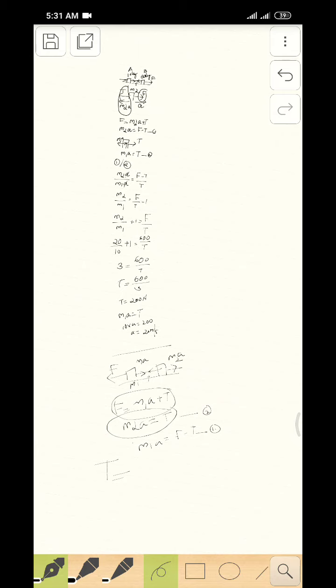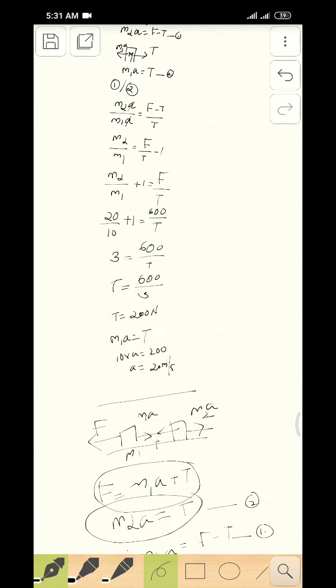I think this problem and solution are clear to everyone. Now let us go to the fourth chapter.